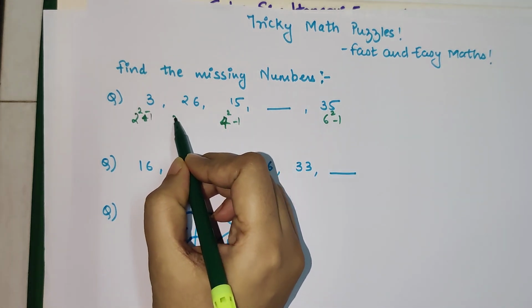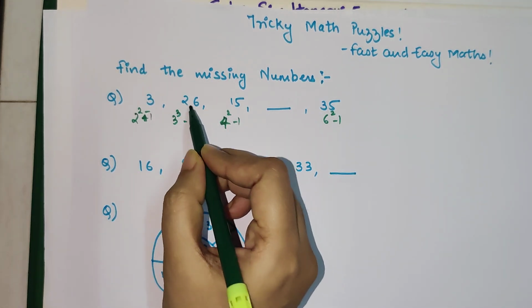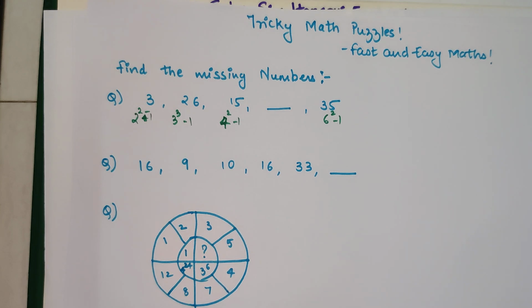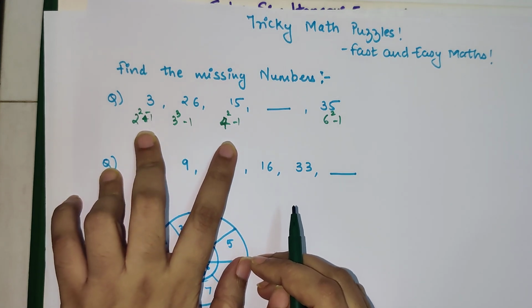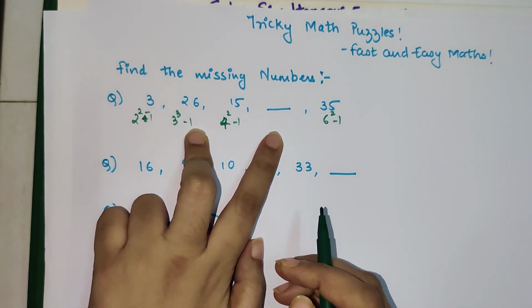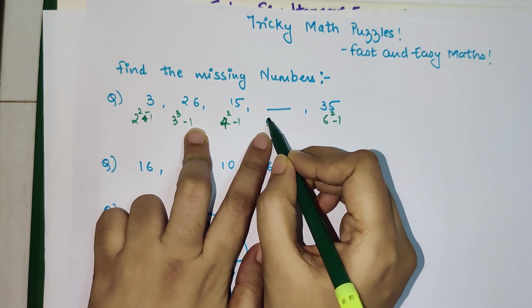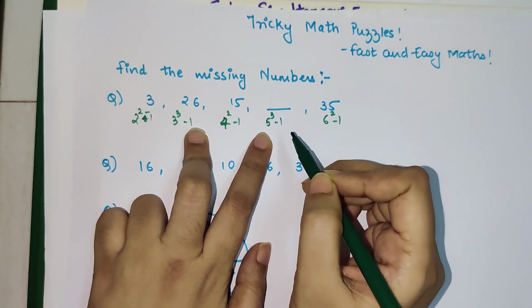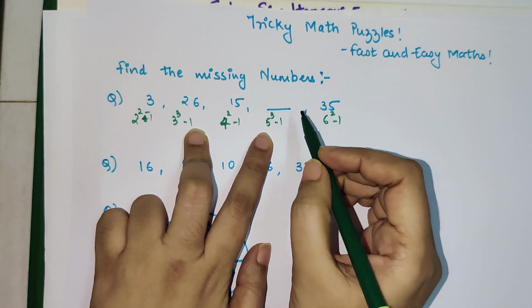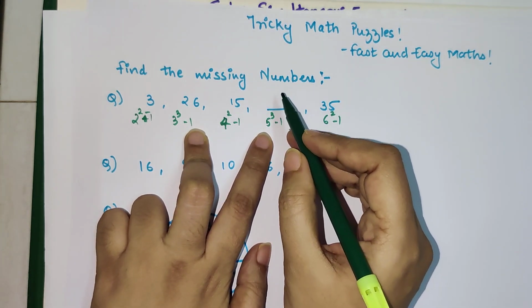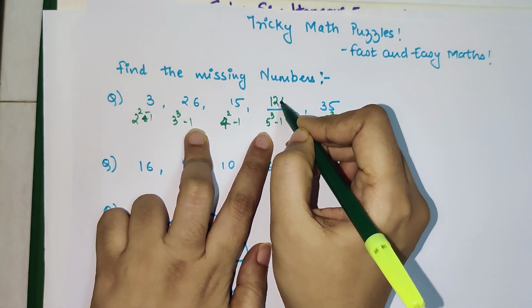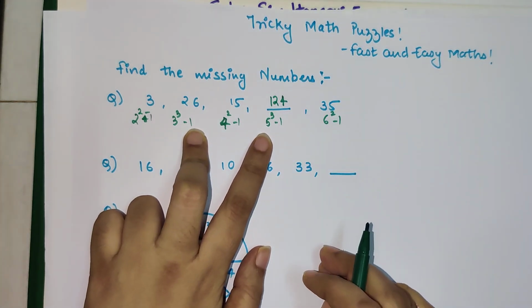We know that 3 cube is 27, and minus 1 will get you 26. So now we know that the series is going in such a way that all the odd numbers are cubed and all the even numbers are squared. So over here we should get 5 cube minus 1. 5 cube is 125, minus 1 will get you 124, and that is your answer.